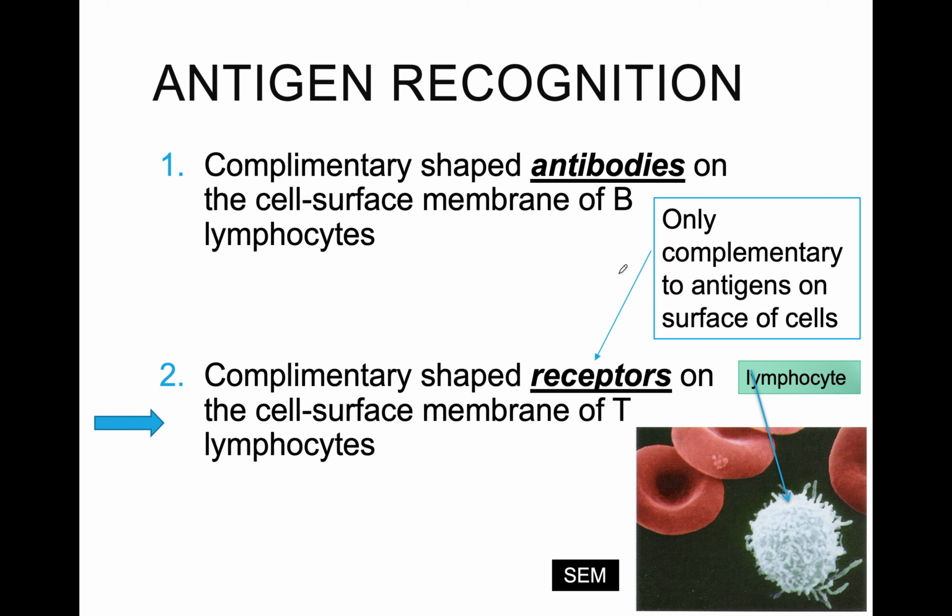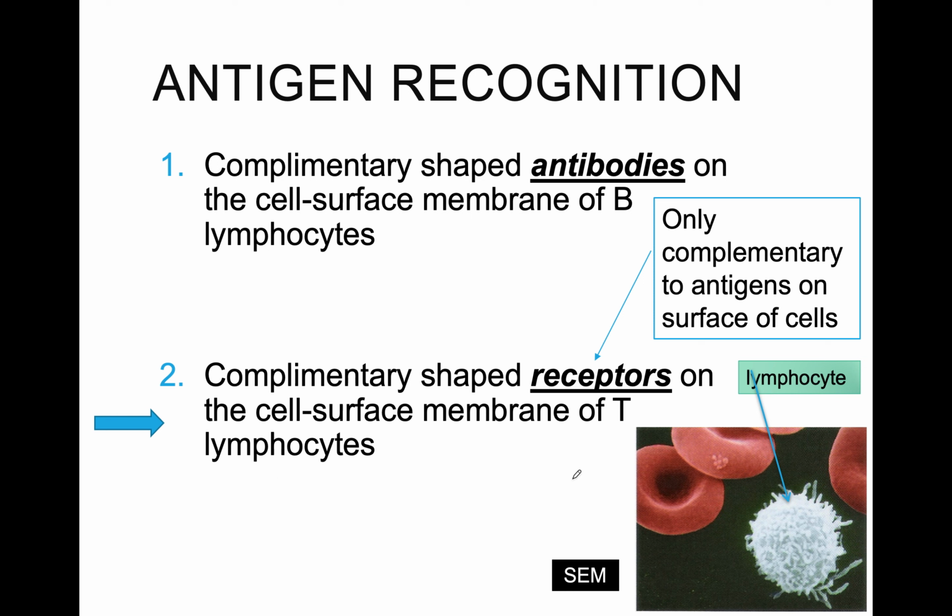Okay, so we've also seen this slide before. This is about how the antigens can be recognised. So on the surface of a B lymphocyte there are antibodies. As we said last time, those antibodies have variable regions which are specific to just one type of antigen. They're complementary to that antigen, and if an antigen binds to the antibody on a B lymphocyte, it stimulates the cell to undergo cloning by mitosis.